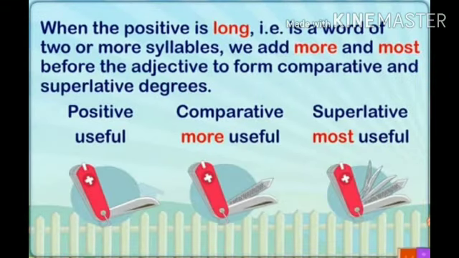Now when the positive is long, that is a word of two or more syllables, we add more and most before the adjectives to form comparative and superlative degree. Here you can see the positive degree is useful, two syllable. Now when we change it to comparative, it will become more useful, and superlative most useful.